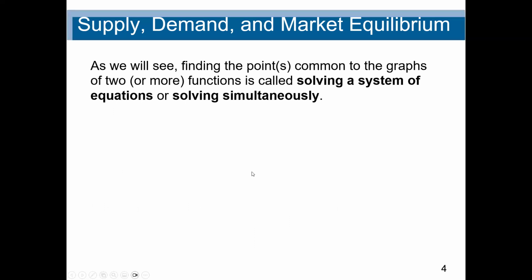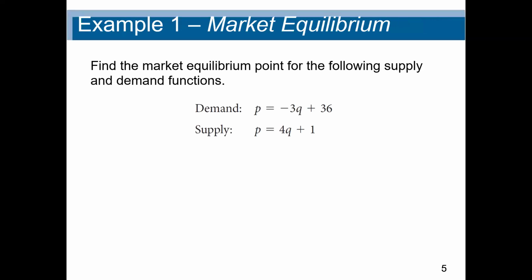So finding the points common to the graphs of two or more functions is called solving a system of equations, or solving simultaneously. Here we can use either the elimination or the substitution method of solving a system of equations. So this is our first example. We should find the market equilibrium point for the following supply and demand functions.